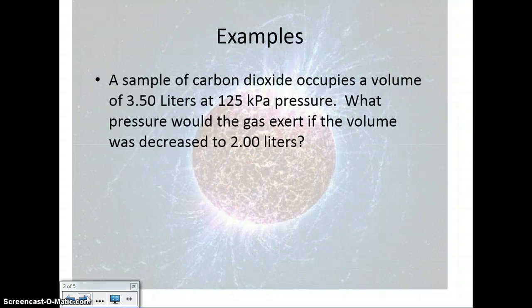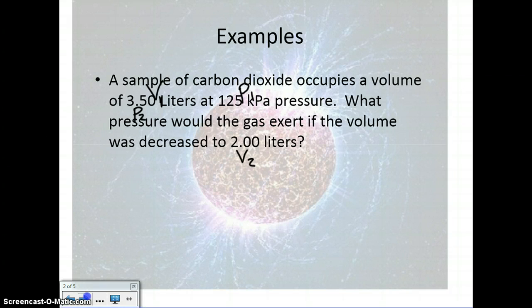In the first one, we have carbon dioxide occupies a volume of 3.5 liters, so that's going to be our volume 1, at a pressure of 125 kPa, so that's our pressure 1. It wants to know what the pressure would be. So we're looking for the second pressure if the volume was decreased to 2 liters.